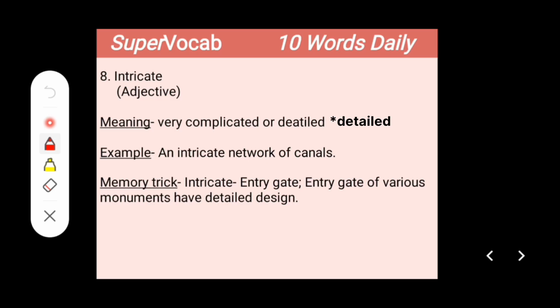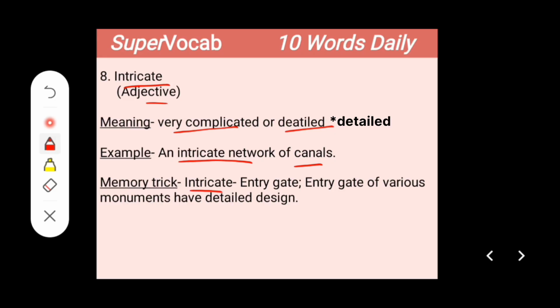So the next word is intricate. It is an adjective and it means very complicated and detailed. So the example is an intricate network of canals. So just think of a city which has a lot of canals and they are joined with each other in a very complicated way. So this is what intricate means, that the network of canals is intricate, very complicated and detailed. How to remember intricate?